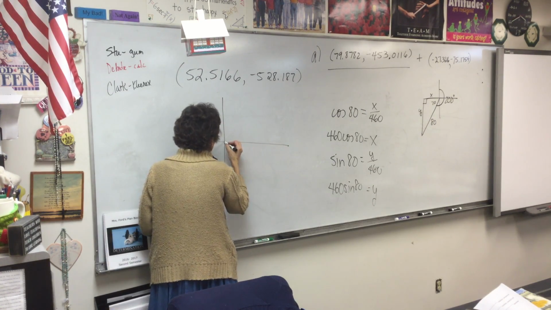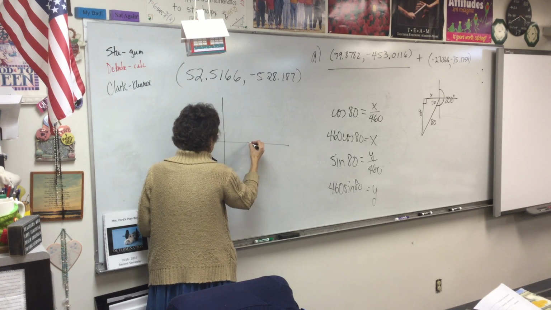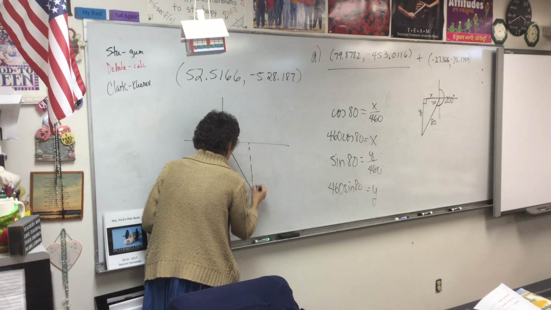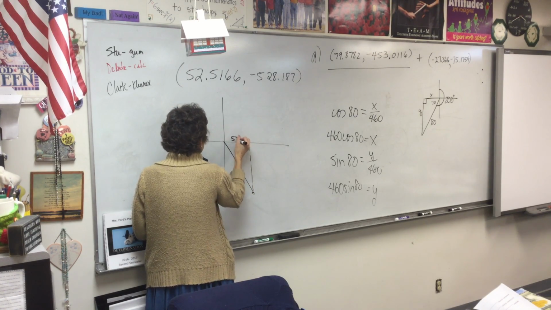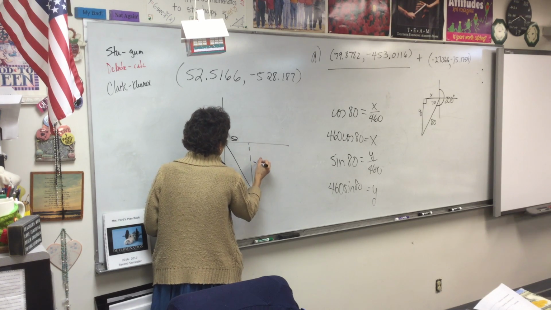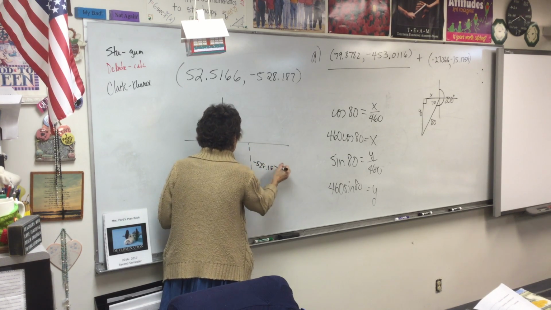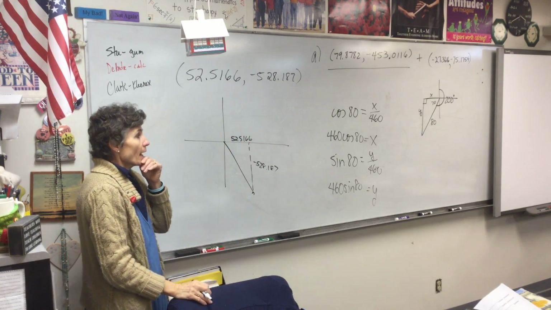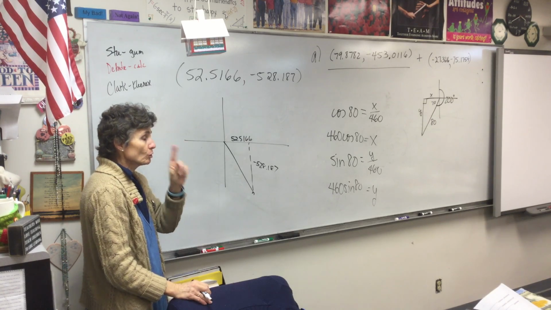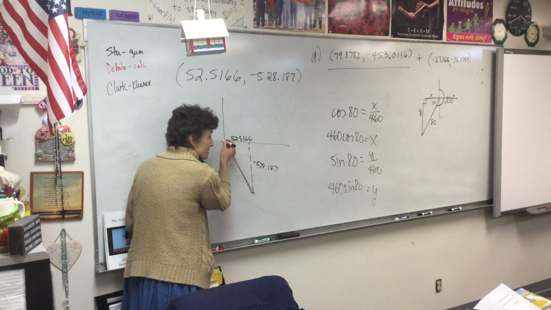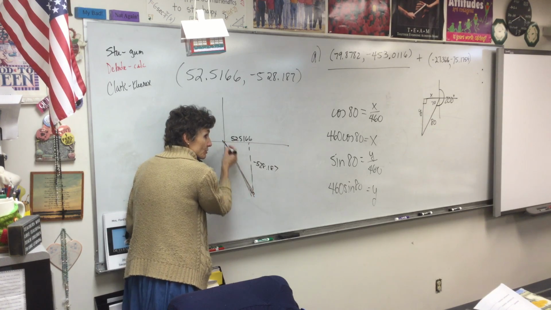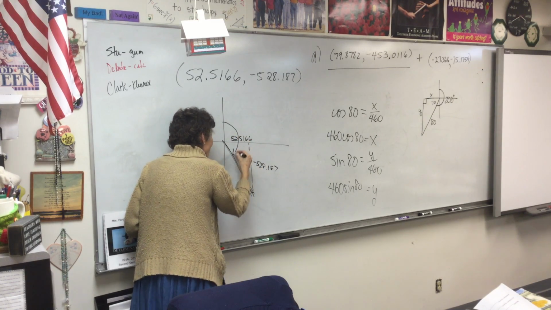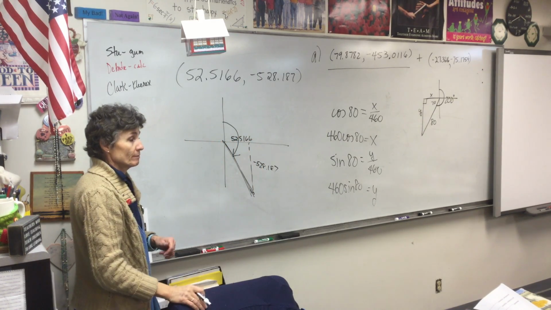I've got a vector that goes over 52 and down 528. So this is what my picture is. I'm not putting all those decimals in. I guess I can. And I want to know the actual ground speed. Isn't that this? That's its magnitude. So I want to know what that is. And I want to know its actual direction.